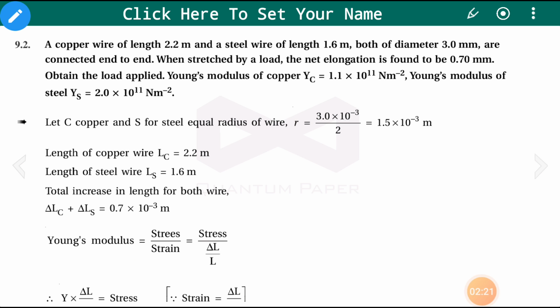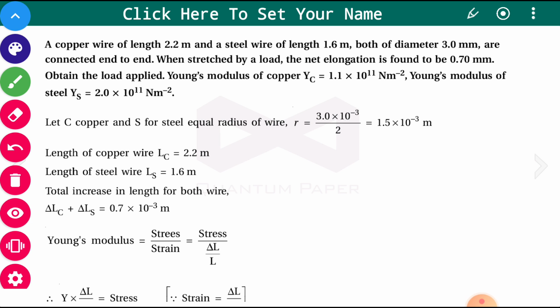Now, example number 9.2. A copper wire of length 2.2 meter and a steel wire having the length 1.6 meter, both of diameter 3 millimeter, are connected end to end. When stretched by a load, the net elongation is found to be 0.7 millimeter. Obtain the load applied. Young's modulus for copper and steel are given. Okay.